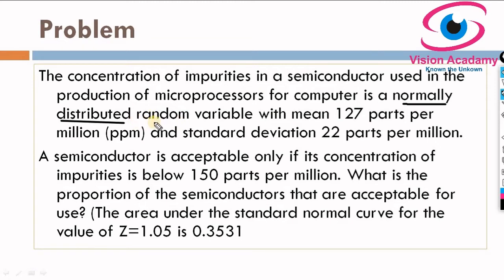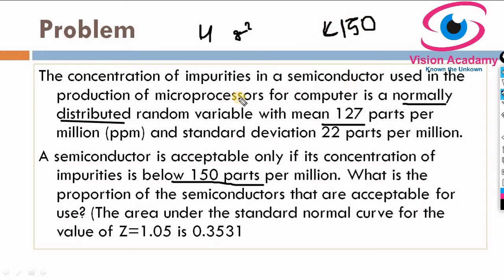It is a normal distribution random variable with mean 127, which is the population mean, 127 parts per million, and standard deviation is 22 parts per million. So then we have mu and standard deviation. Let us see further. A semiconductor is acceptable only if its concentration of impurities is below 150 parts per million, which means X is less than 150, whereas we have mu 127 parts per million.